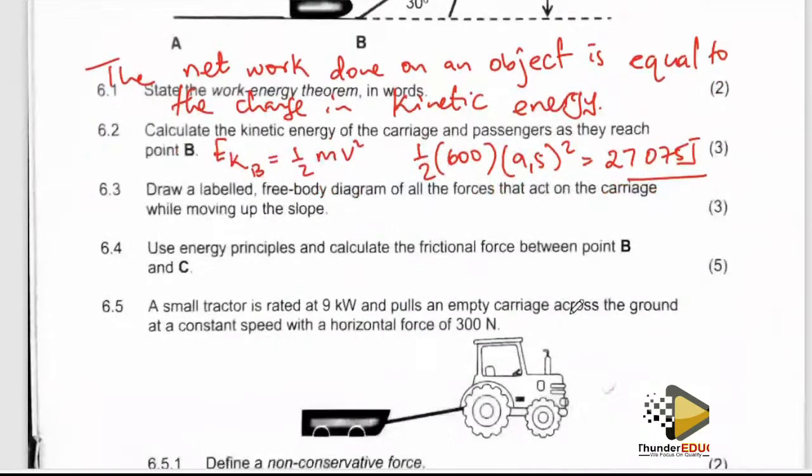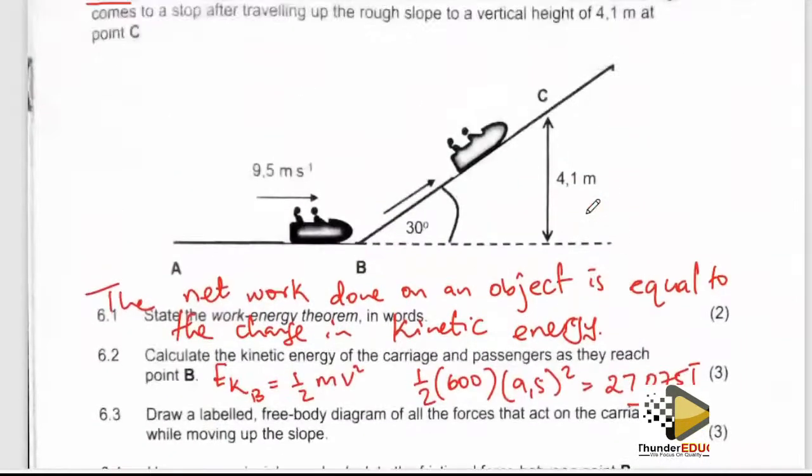All right, then 6.3, can you draw a free body diagram of all the forces that act on the carriage as it moves up? Okay, so we know that the incline is rough. So there's going to be the applied force that is pulling this carriage up. Then there's going to be the Fg parallel, that is a must as long as there's an incline. And then there's going to be frictional force. You can have the Fg perpendicular, you can have the normal force, and then you're going to have our weight somewhere there.